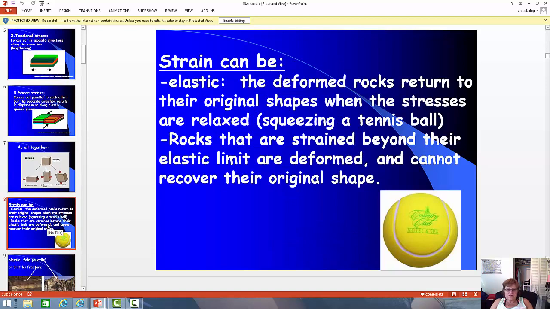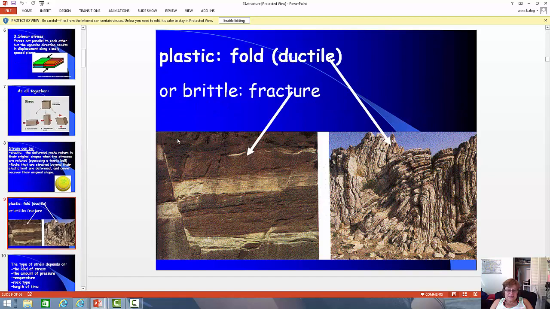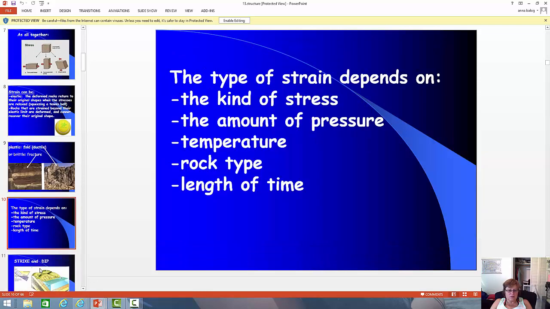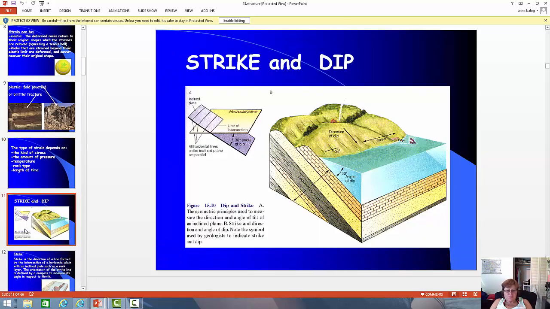You should know that the strain can be elastic or plastic. Plastic is when it's hot, remember, when it's high temperature, and then it's folding. We also call it ductile. Or it can be brittle. Remember, that happens when it's cold, and then you got fracture. Remember, every single earthquake is a fracture. So earthquakes happen in areas where it's relatively cold. So it's kind of important. What is strike and dip, you should know.